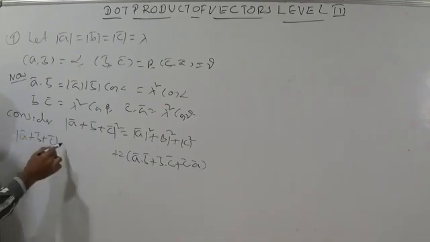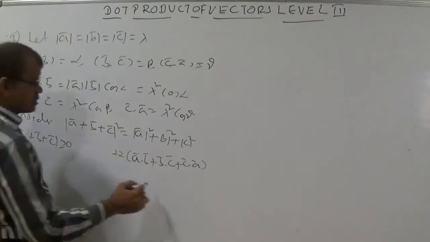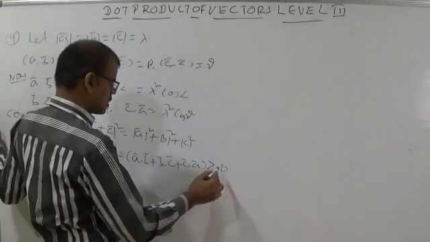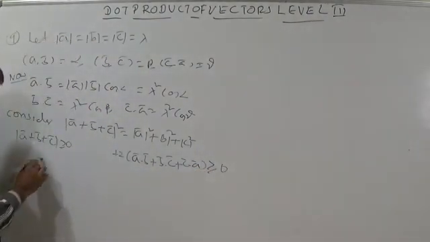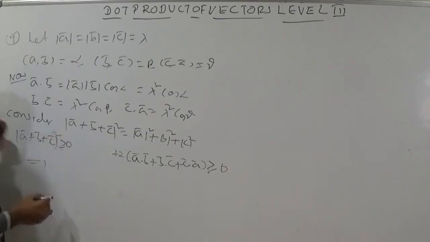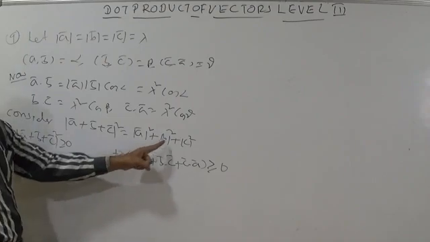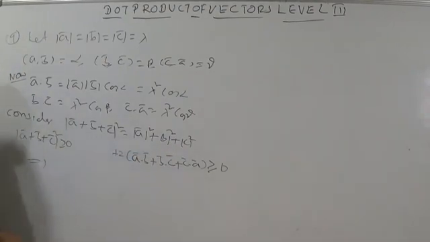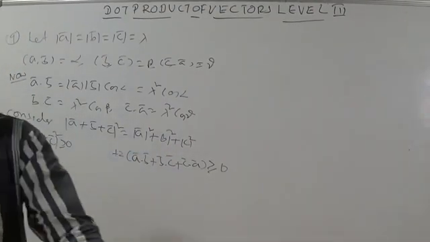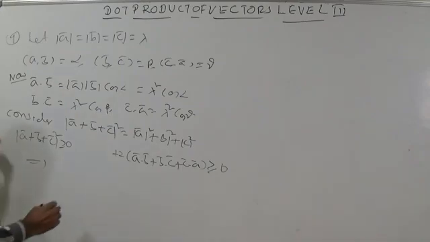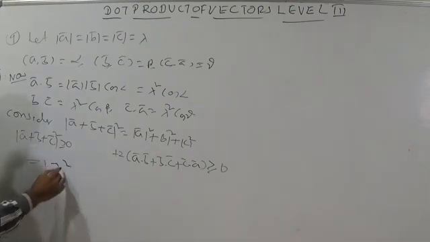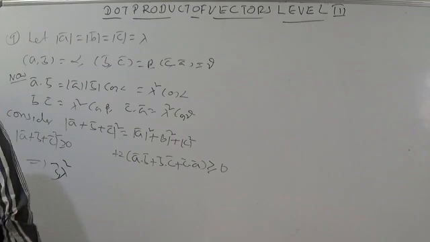So A bar plus B bar plus C bar squared is greater than or equal to 0. Then the result is also greater than or equal to 0. That implies you can say that this is the square. Mod A square has value lambda square, mod B square lambda square, mod C square lambda square. So mod A square plus mod B square plus mod C square you can write as 3 lambda square.